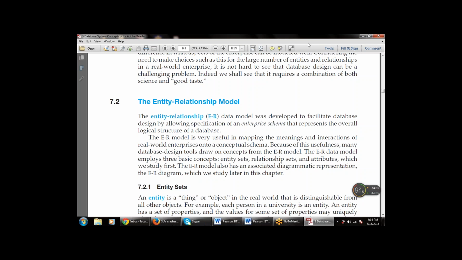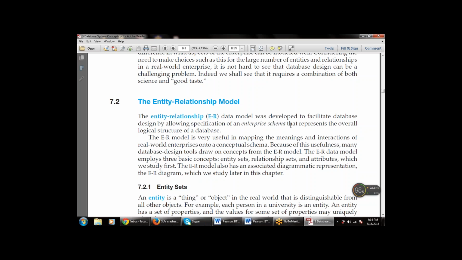So let's start with the previous class session, what we covered in the last class, then move to today's topic. That is, what are the various views and what are the various constraints available in the ER model. So let's start with the previous class session.